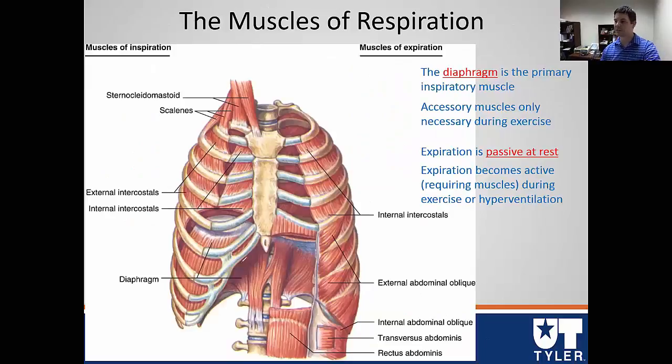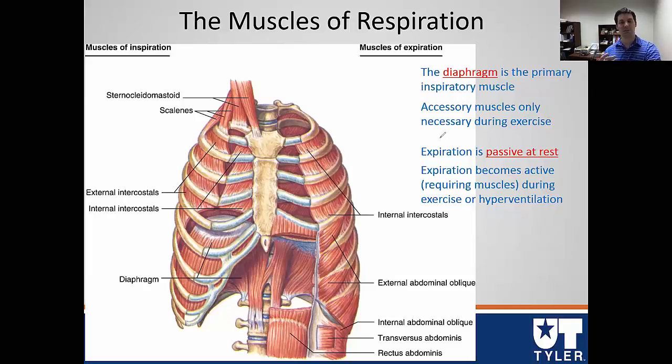So the muscles of respiration, as that video showed, the diaphragm is the primary inspiratory muscle. This is going to do almost all of the work of breathing required. It's going to do almost all lifting of the lungs, and at rest it's completely able to handle this. Expiration is passive at rest.